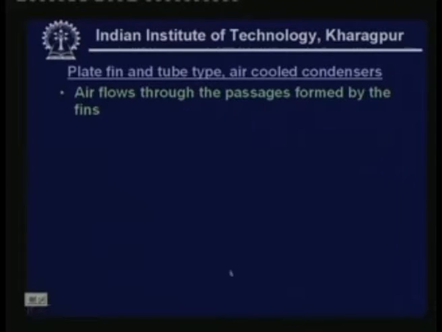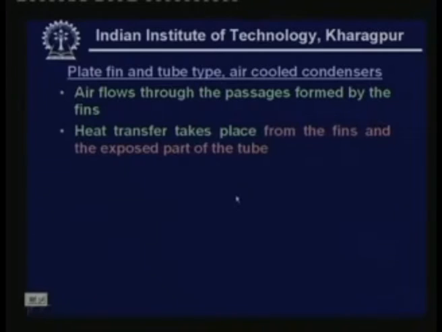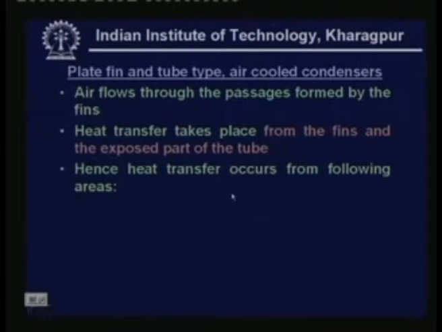Now, let us look at plate fin and tube type air cooled condensers, and let us look at various areas of heat transfer. Okay, first let us see how this is constructed. In this type of heat exchangers, as we have already discussed, air flows through the passages formed by the fins, and heat transfer takes place from fins and the exposed part of the tube. Hence, heat transfer occurs from the following areas.